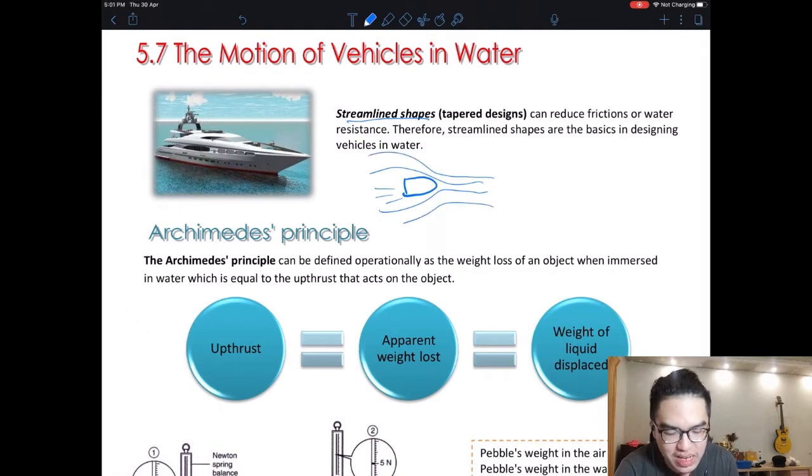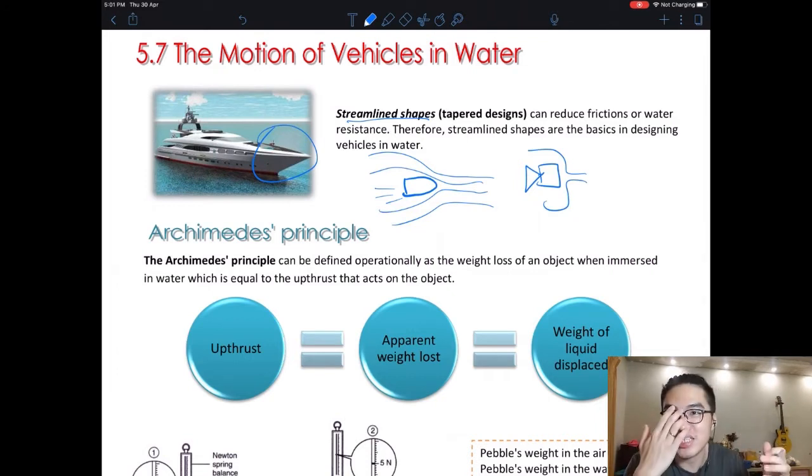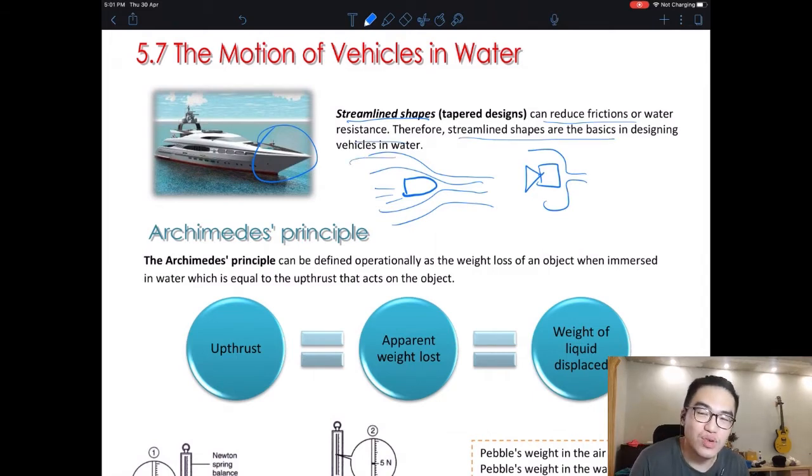A ship is like that. That's why the front part is sharp, like a fish. Surely you have never seen a fish that has a square shaped head. That would be a very stupid fish. There's a lot of resistance there. So it can reduce friction of water resistance. Streamline shapes are basic in designing vehicles in water. Basically all vehicles now are streamlined.